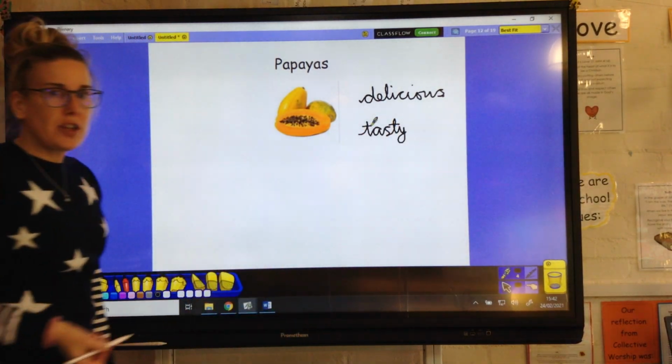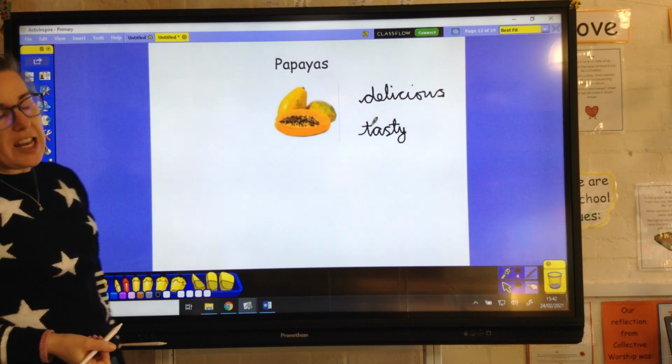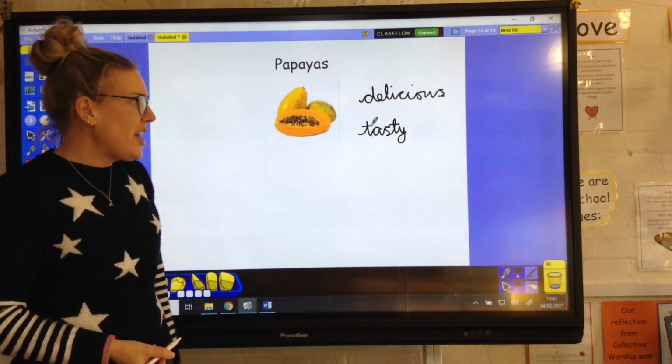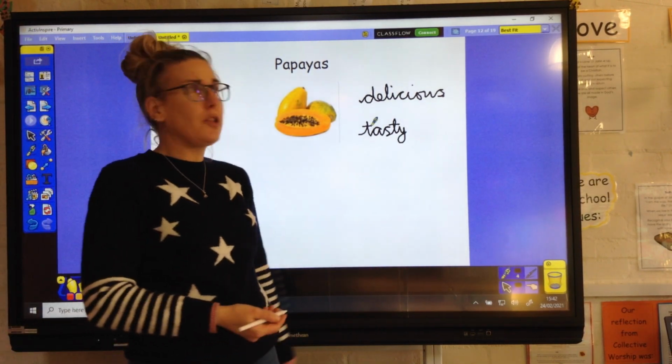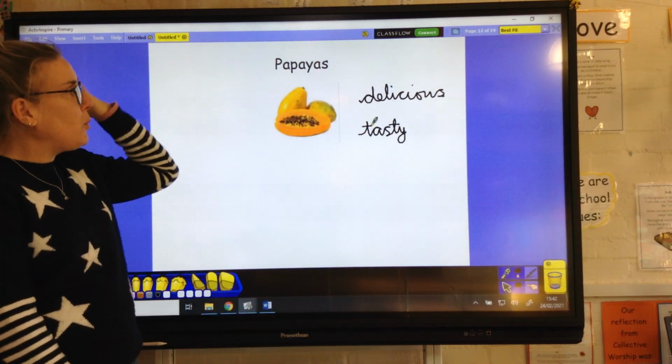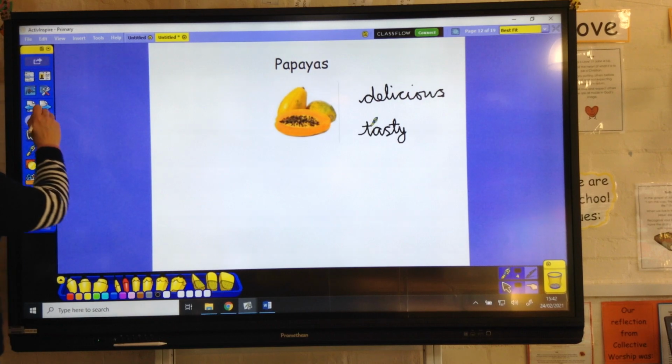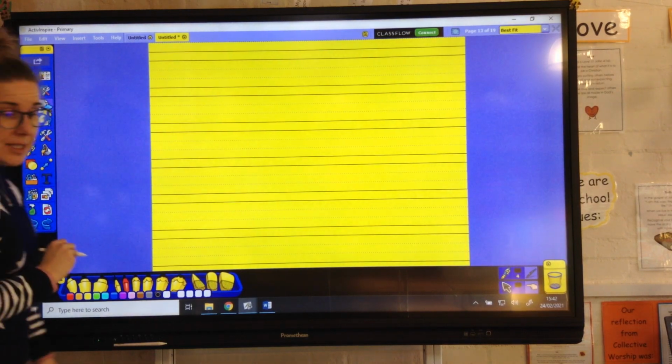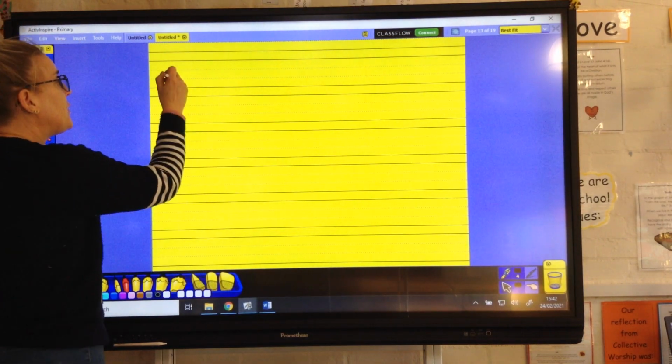You might want to advertise, please come and buy my delicious papayas. They are the tastiest papayas in the world. So make sure it's really positive and that people will want to come and buy your papayas. Handwriting today, we are going to start with the word find.